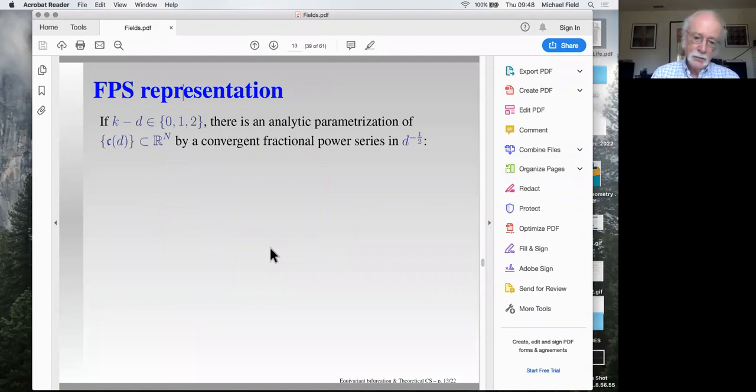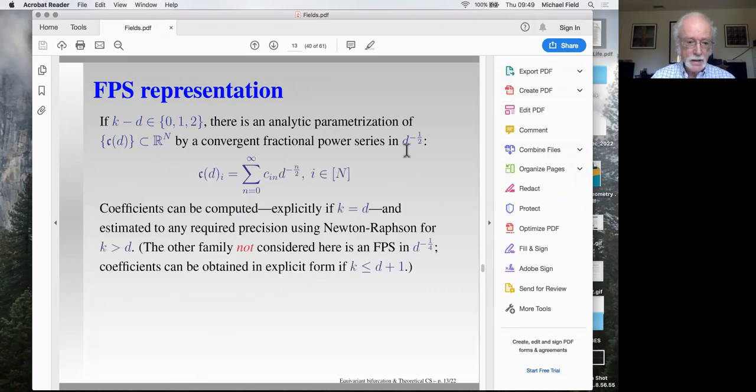Okay, so the first bit of analysis here is that when you look at these critical points, and generally all the critical points seen in this problem, you actually have a representation of the critical point in terms of a fractional power series in 1 over the square root of D. This is on the fixed point space, which I've identified with Rn. So you get this power series in D to the minus 1/2, and you can compute these coefficients. I'll give you an example in a minute.